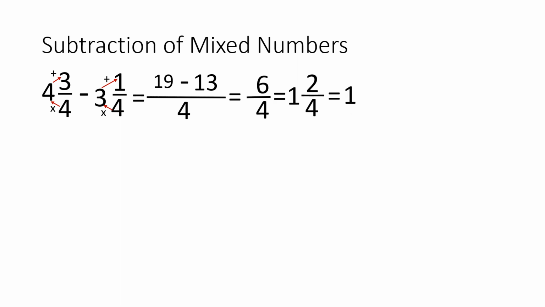Copy the whole number 1, then divide 2/4 by 2/2. So 2 divided by 2 equals 1. Then 4 divided by 2 equals 2. So 1 and 1/2 is the lowest term for 6/4. Therefore, 1 and 1/2 is our final answer. Did you get it, children? Very good.